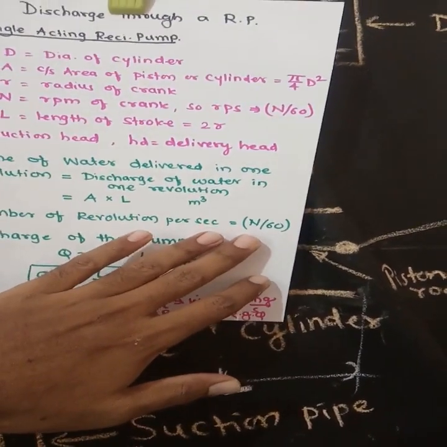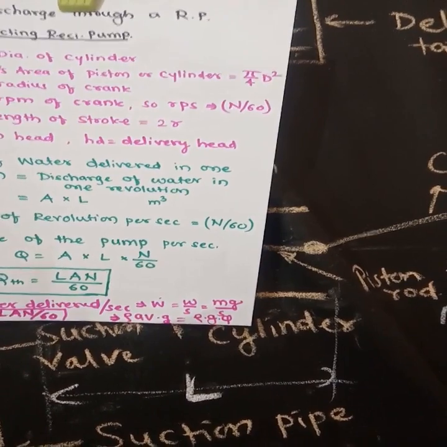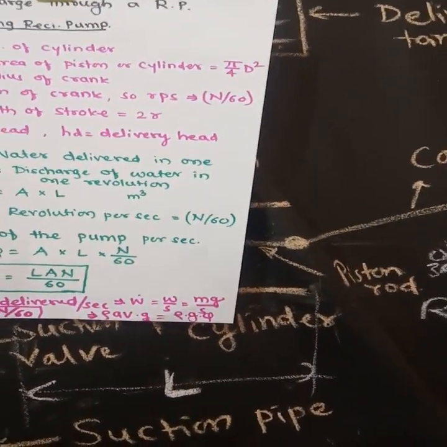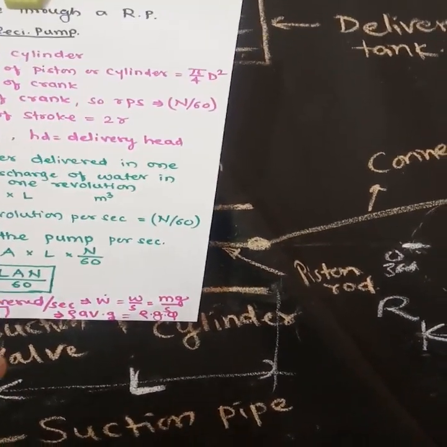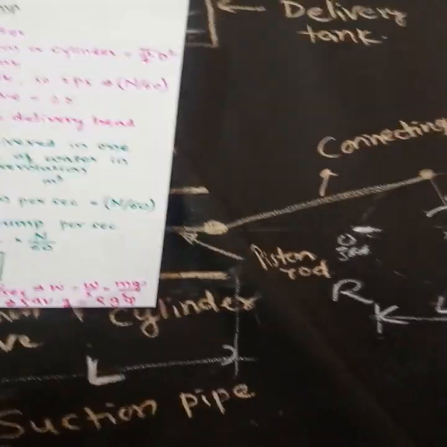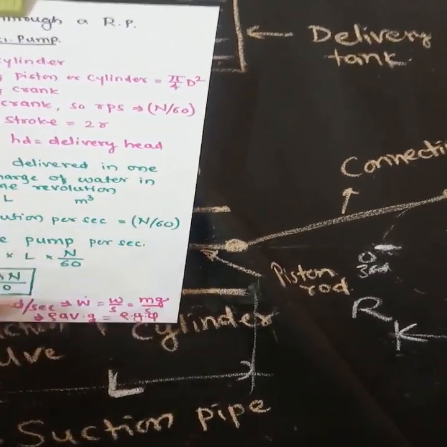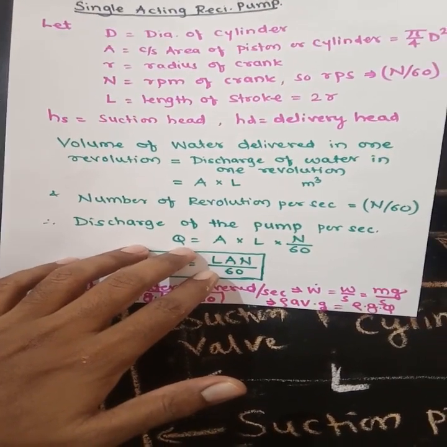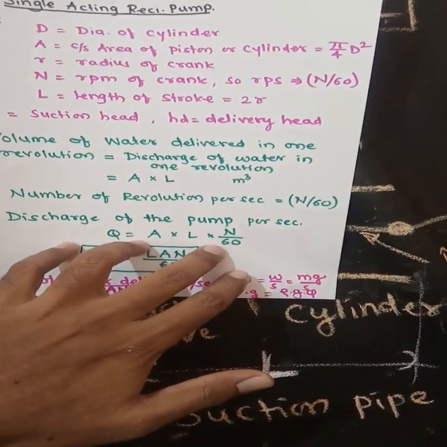Suppose one revolution per second is there, it will be 1 by 60, so the discharge can be represented as AL into 1 divided by 60. But whenever N is the number of revolutions per minute, that can be represented as the discharge of the pump. The discharge of the pump per second is A into L into N by 60.